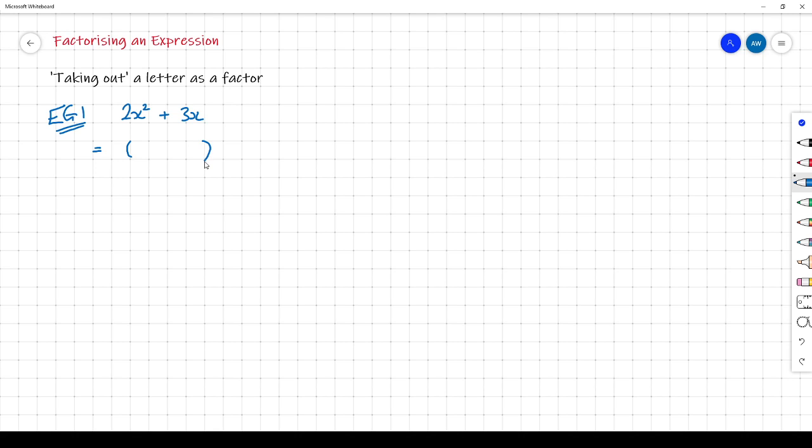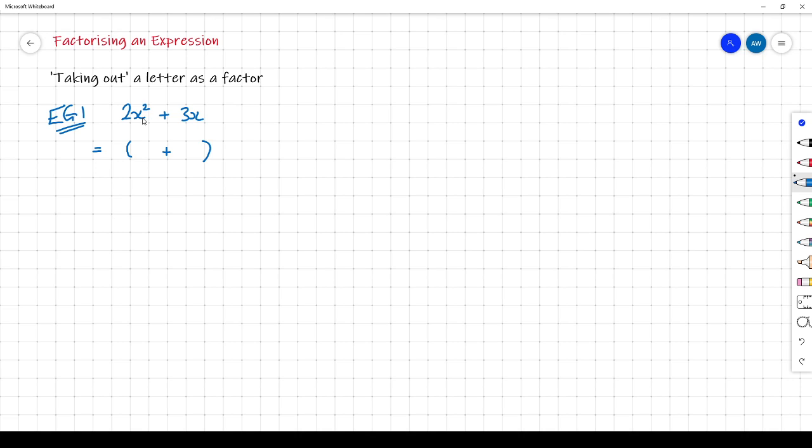So the first step is to put a pair of brackets, drop the plus sign in the middle. This is what we did in the last video as well. And then we look for a common factor that is a number first, and like I've just said, there are no common factors in numbers because this video is all about taking out a letter as a factor. And so then we look at letters, and we're looking for a common letter in every term. In this term we have x squared, which is x times x, and in this term we have x. So we have an x in every term.